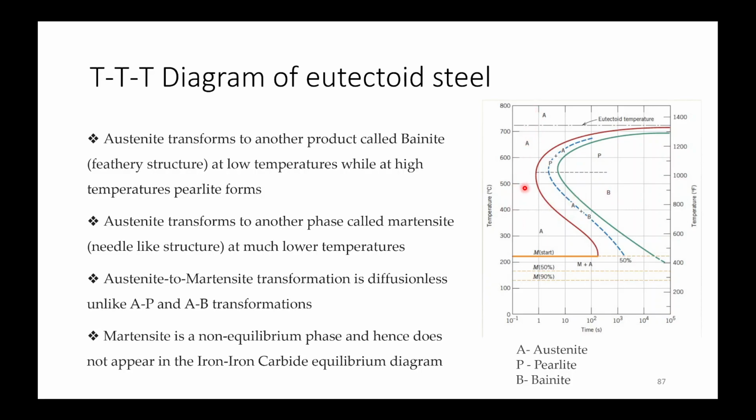So if you cool it very fast and enter the MS and MF, then you see your steel will be transforming into martensite. This martensite is a non-equilibrium phase and hence it does not appear in the iron-iron carbide equilibrium diagram.